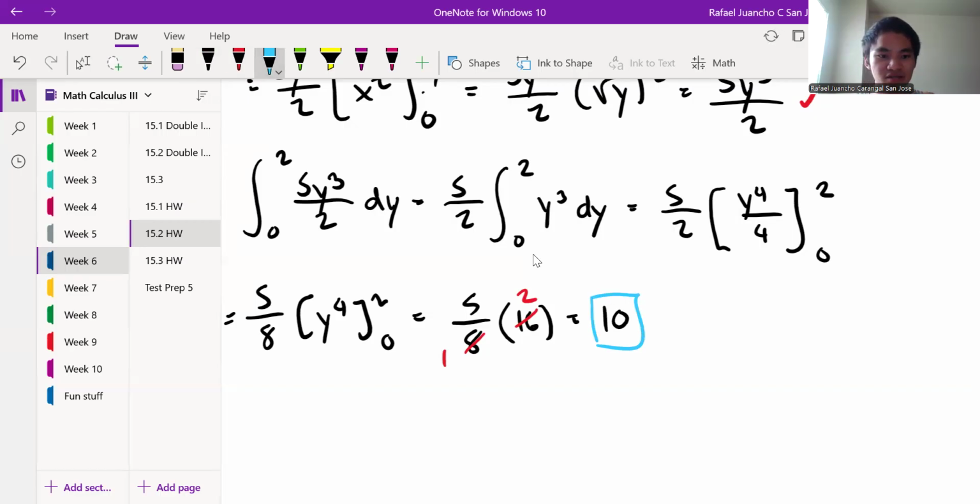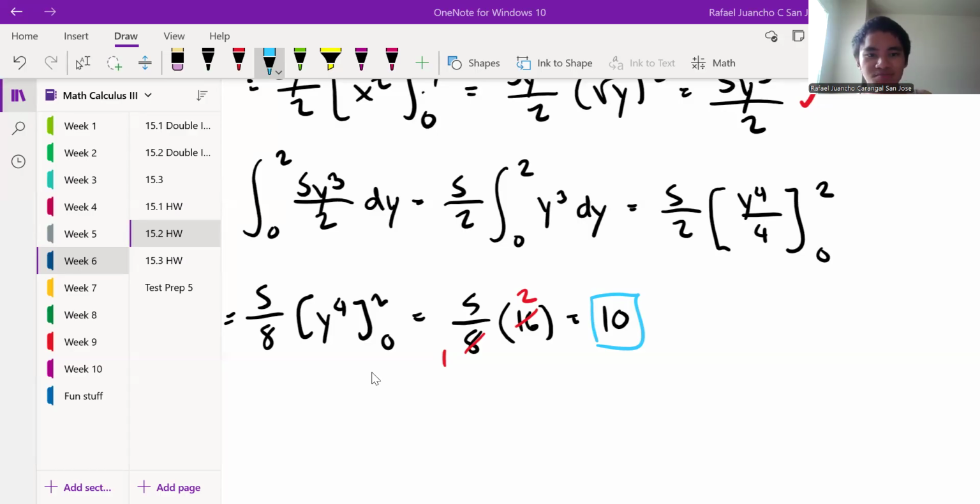Let's see if we get that. What's the exact value of this thing? So it is a 10. Okay, I'm just trying to double check, see if I'm doing my computations correctly. But overall, it's the same idea, right?